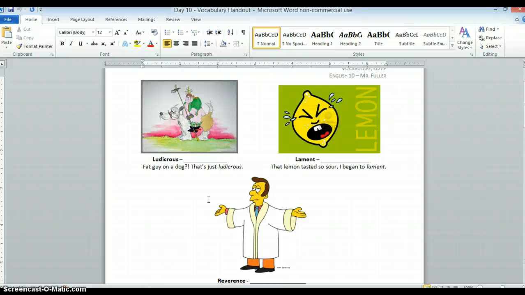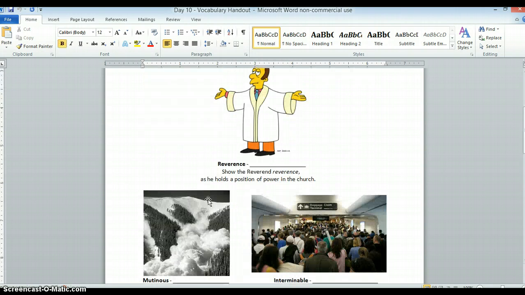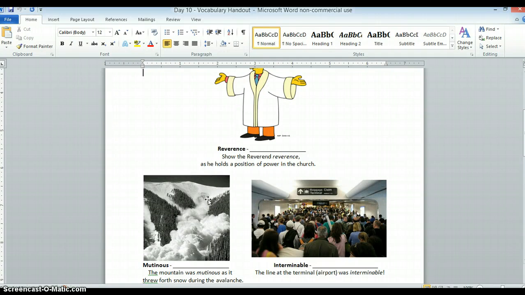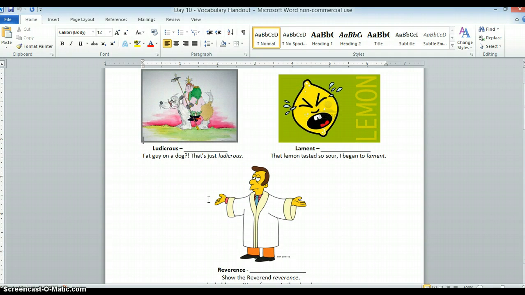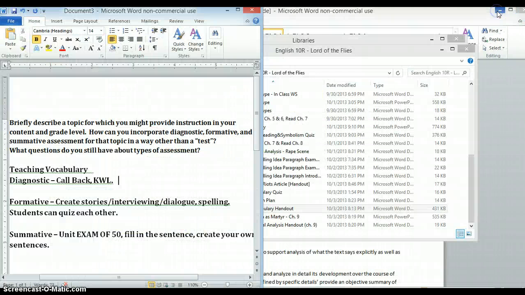Now I give them this first one, and then they would be responsible for creating a similar type of handout. They would have the word, they would define the word, they would find a graphic, and they would use the word in a sentence, whether it be humorous or just a regular sentence. So those are a few examples of diagnostic, formative, and summative assessment for vocabulary.